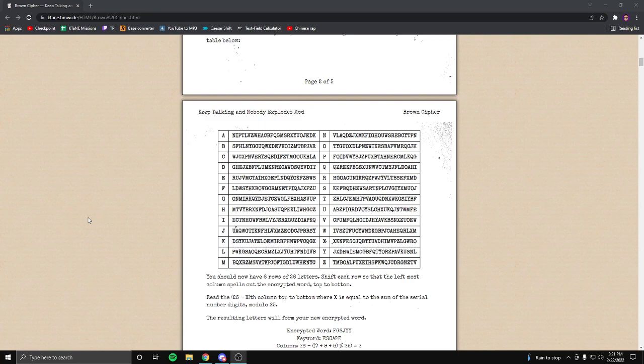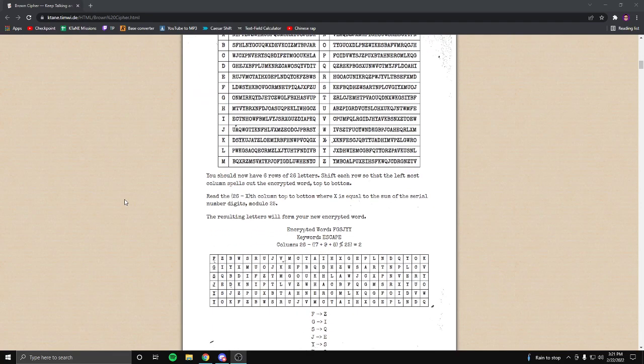You should now have 6 rows of 26 letters. Shift each row so that the leftmost column spells out the encrypted word top to bottom. Read the 26 minus x column top to bottom, where x is equal to the sum of the serial number digits modulo 25. The resulting letters will form your new encrypted word. Encrypted word.